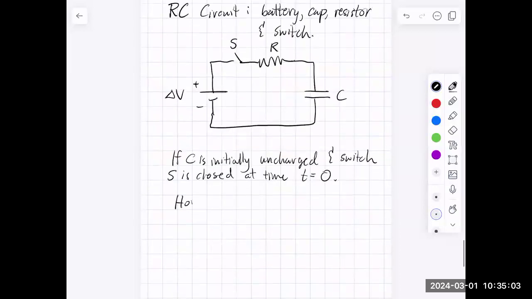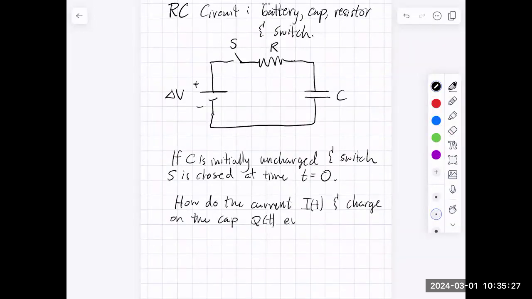So how do the current, say I of t, and the charge on the capacitor, let's say Q of t, evolve with time? Okay, that's actually a little bit of a tricky problem.